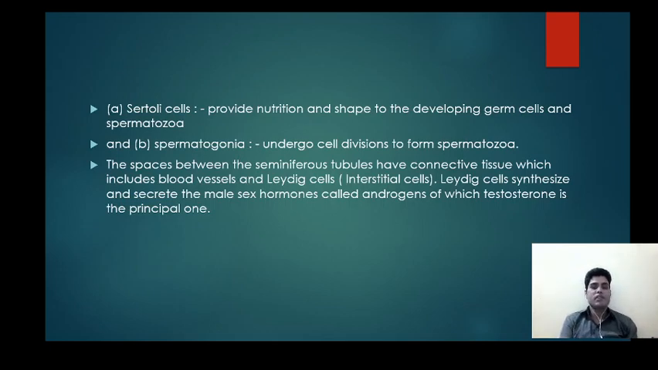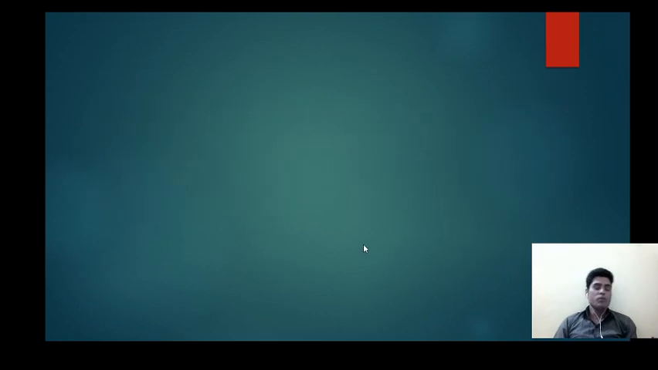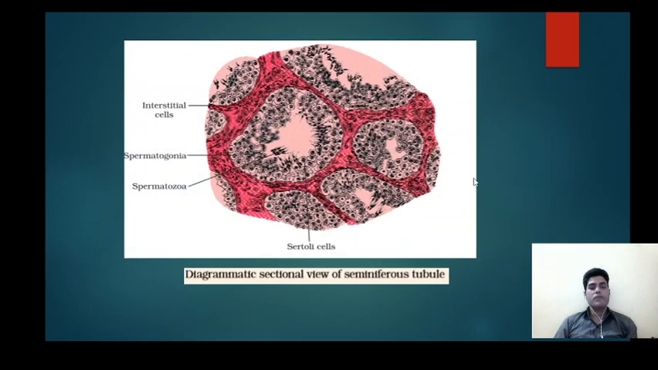These Leydig cells are responsible for the synthesis and the secretion of male sex hormones known as androgens, of which testosterone is the principal one. So testosterone is the main hormone which is secreted by these Leydig cells. Now we move towards the structure of the seminiferous tubule.